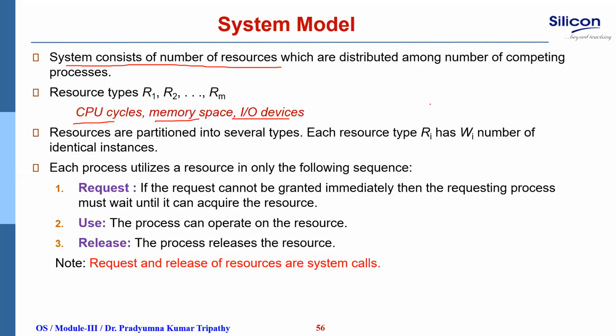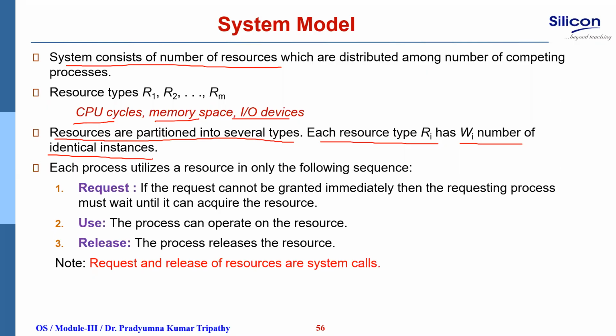But a lot of processes are running on your system. They might be demanding each one of these, right? So resources are partitioned into several types. Each resource type Ri has Wi number of identical instances. That means suppose R1 is a hard disk, there might be 2 hard disks. R2 is a pen drive, there might be 1 pen drive. So each resource has how many identical instances?